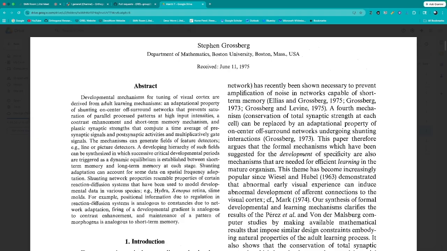So this is all defined as an adaptational property of shunting on-center, off-surround networks that prevents saturation of parallel processed patterns at high input intensities, a contrast enhancement in short-term memory mechanism, and plastic synaptic strengths that compute a time average of presynaptic signals and postsynaptic activities and multiplicatively gate signals. The mechanisms can generate fields of feature detectors, which are line or picture detectors.